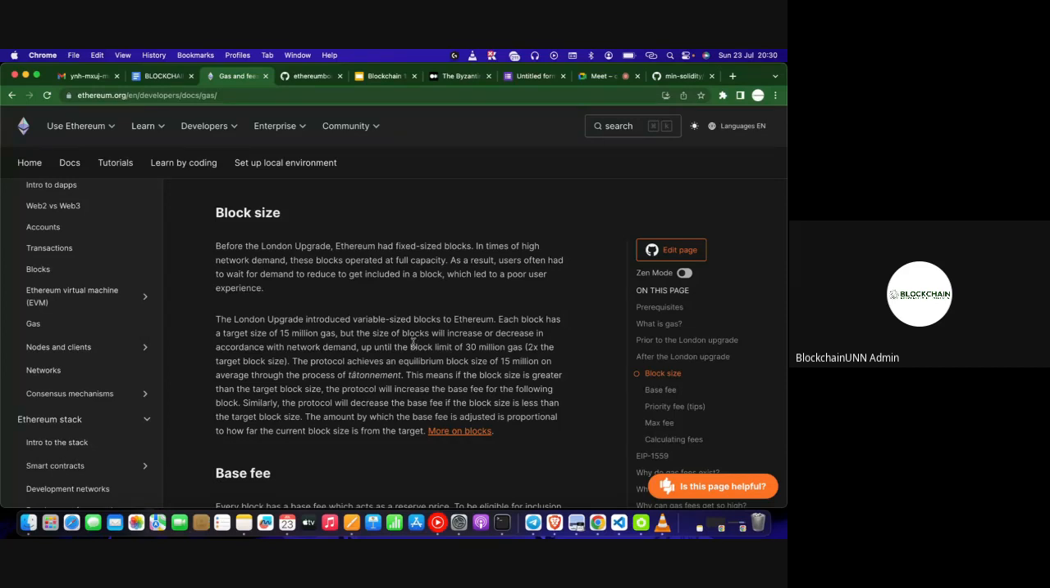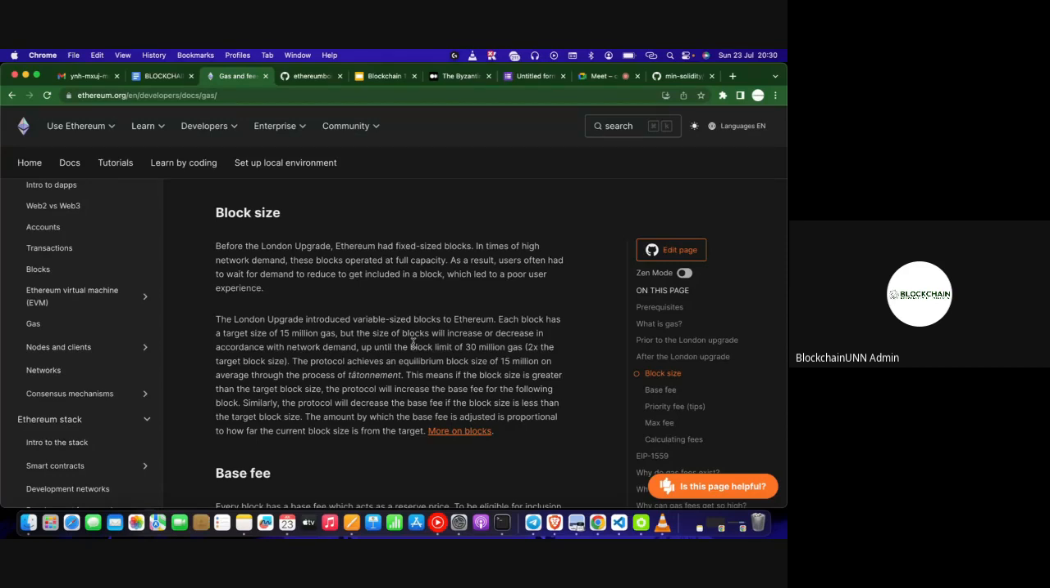Okay, so I was talking about the block size and the effect that the London upgrade had on it. Before the London upgrade, the introduction of EIP 1559, Ethereum had fixed size blocks. This was a very big disadvantage because in times of high network demand, when the network was super congested, these blocks were operating at full capacity. Most times, as a user, you'd have to wait quite a while for the demand on these blocks to reduce before you could get your transaction included.